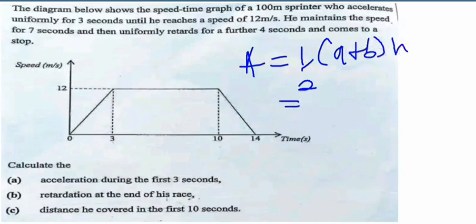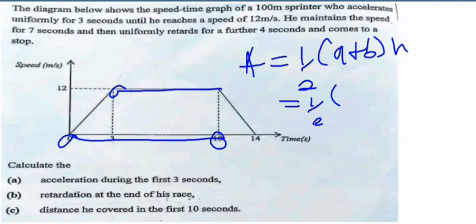So in this case here we have half, then open bracket. The values for a and b are going to come from the parallel lines. We can see that from 0 up to 10 and from 3 up to 10, these lines are parallel to each other. So we can just say the value of a is just going to be 10.